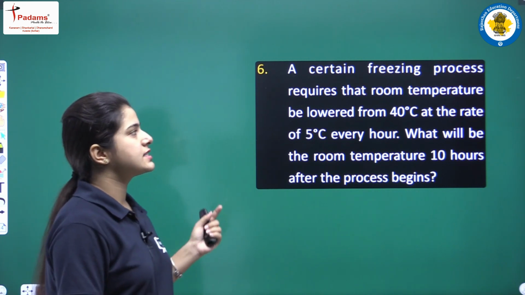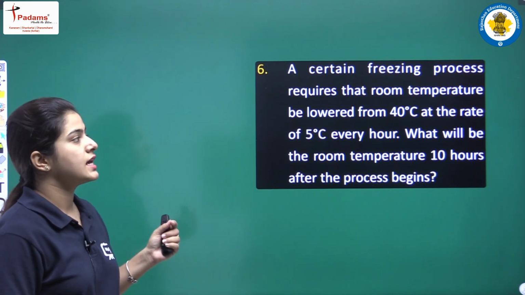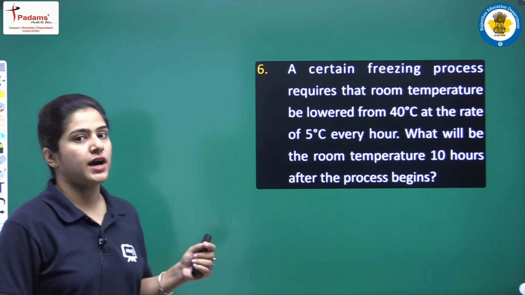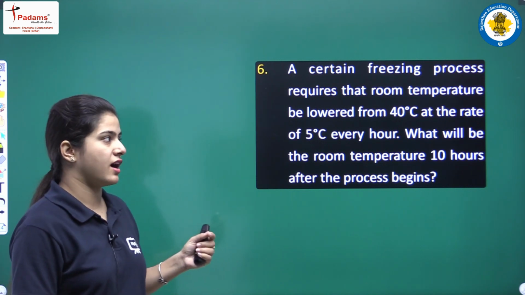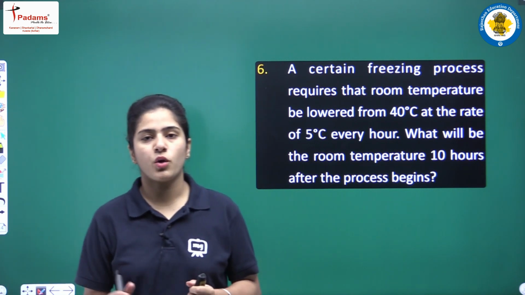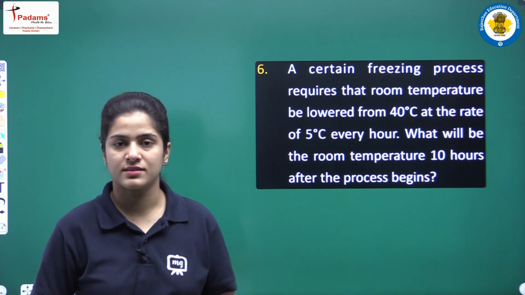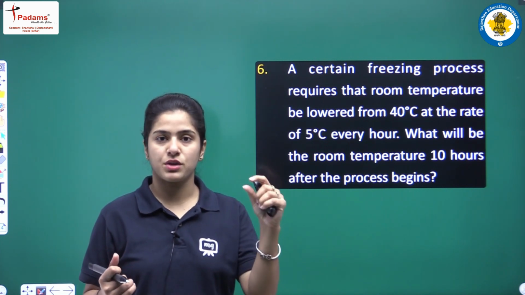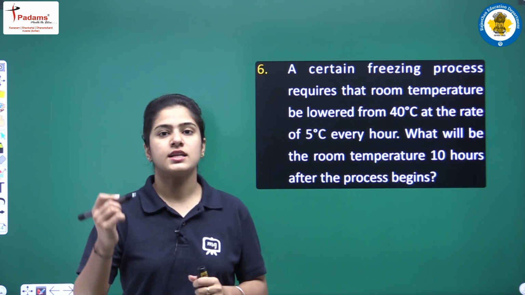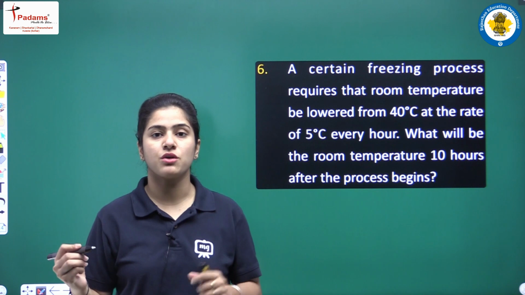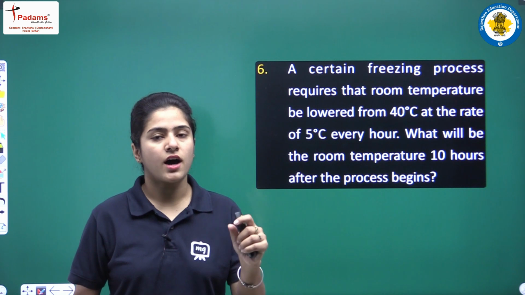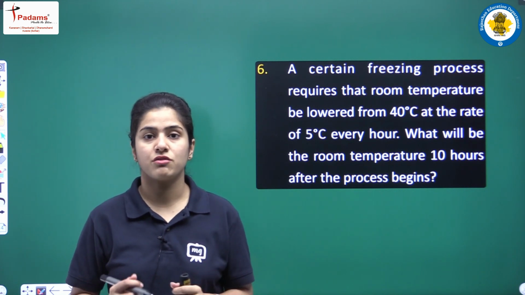This is: a certain freezing process requires that room temperature be lowered from 40 degrees Celsius at the rate of 5 degrees Celsius per hour every hour. What will be the room temperature 10 hours after the process begins? What is said in this question? It is mentioned that the initial temperature is 40 degrees Celsius, and that the temperature is lowered at the rate of 5 degrees Celsius per hour. And the questioner is asking us, after 10 hours what will be the final temperature.